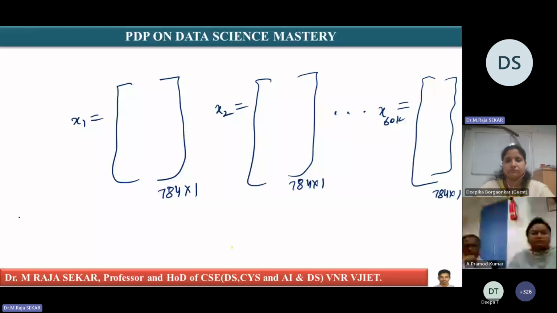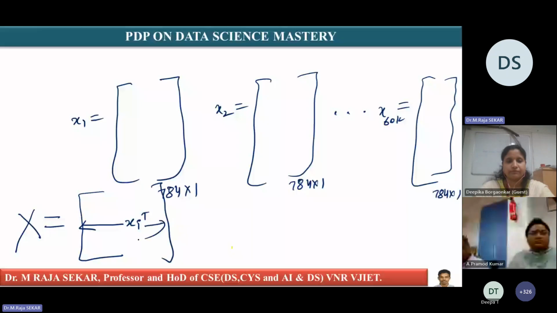Now, I must represent capital X. Capital X means data set. What is my data set here? My data set is the MNIST data set. How can I represent this matrix? Xi whole transpose. How is it Xi whole transpose? My first row is X1 transpose.